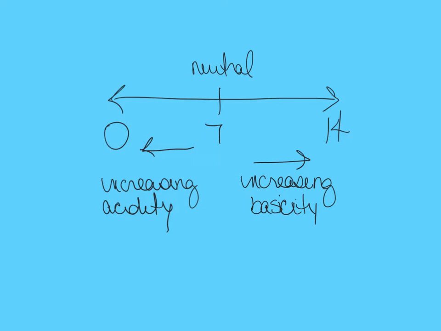Can there be pHs less than 0? Yes. pH can be less than 0. Can I have a pH that's greater than 14? Yes, I sure can have a pH greater than 14. This is a logarithmic scale, and because of that, it can go higher and lower.